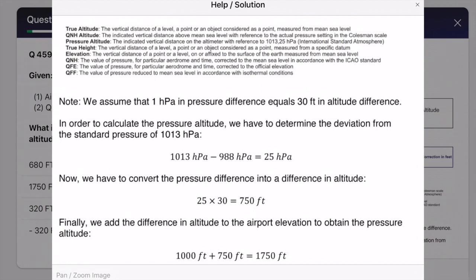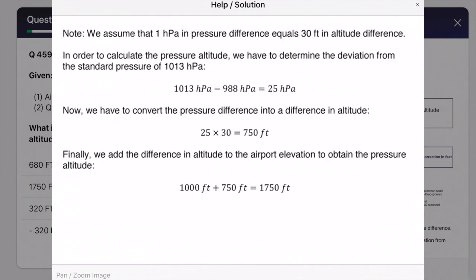And now we have to convert this pressure difference into a difference in altitude. And as mentioned before, we assume 30 feet per hectopascal. And the calculation would be then 25 times 30, and we get a result of 750 feet.